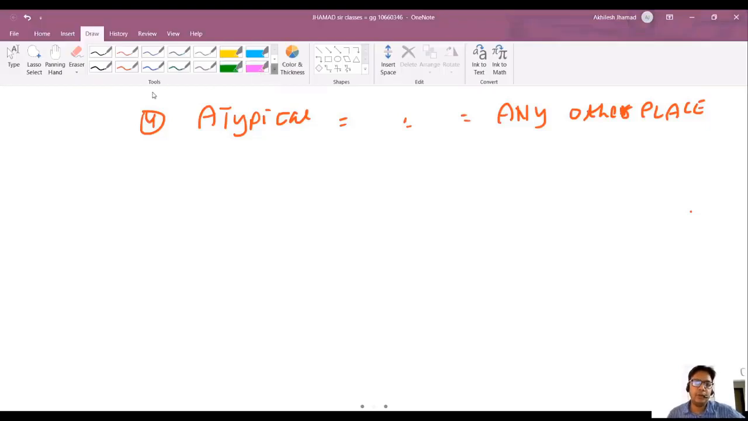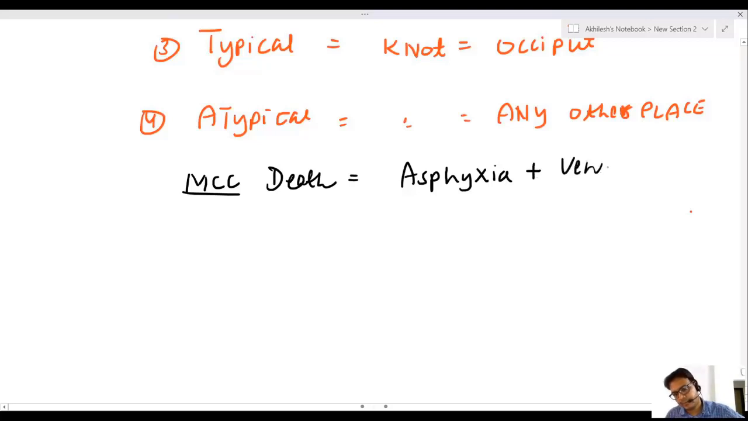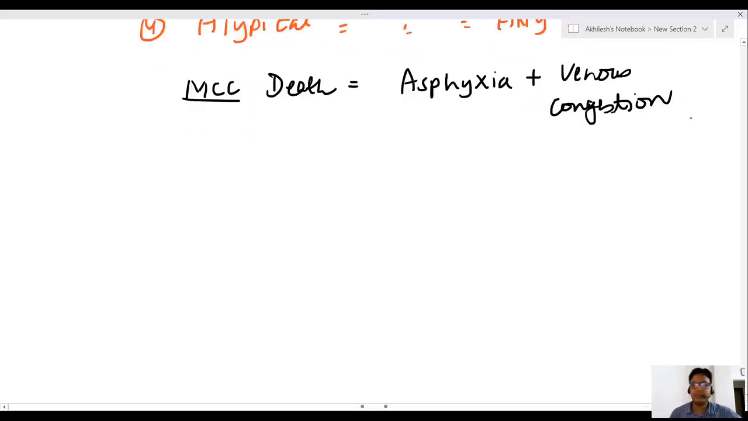Now, sir, the most common cause of death in hanging is asphyxia plus venous congestion. Asphyxia plus venous congestion. That is the most common cause of death.